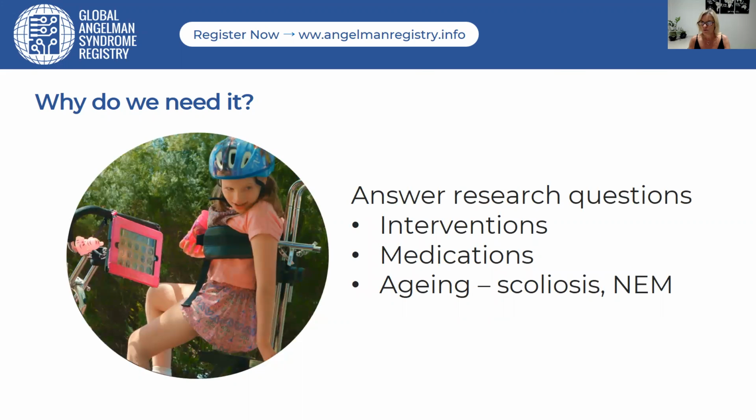We can also answer more research questions and develop trials and publications around things like interventions, the use of adaptive equipment, AAC for communication. Does it mean the earlier that we access AAC, the better communication outcomes that we see? What type of medications are used for seizures and behaviours? And which of them have adverse reactions? We can look at aging across the lifespan. We can look at things like scoliosis, non-epileptic myoclonus, and the loss of the ability to walk.